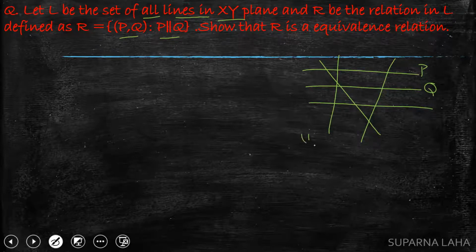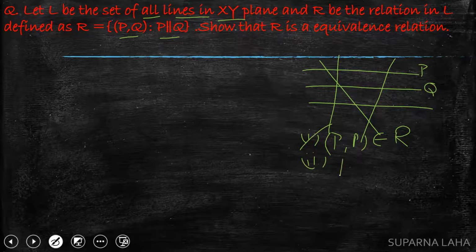Now checking the first property, P comma P. We know that each and every straight line is parallel to itself. So the reflexive property is satisfied. Now check the symmetric property. P and Q are parallel to each other. That is, P is parallel to Q and Q is parallel to P also. Hence this symmetric property is satisfied.